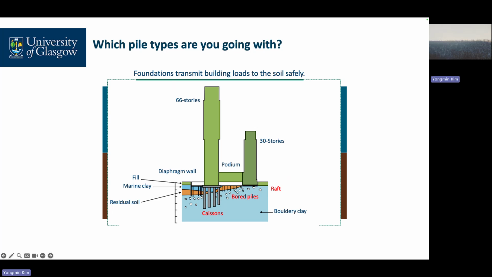For the high-rise buildings, we use caisson. It's a much bigger version of the foundations. And then for the 30-story buildings, we use only large foundations as shallow foundations, because the shallow foundation soil layer is a bouldery clay, a kind of strong soil layer. In between these two buildings, we have residual soil and marine clay. In that case, we can reinforce this area with some bored pile and driven pile.